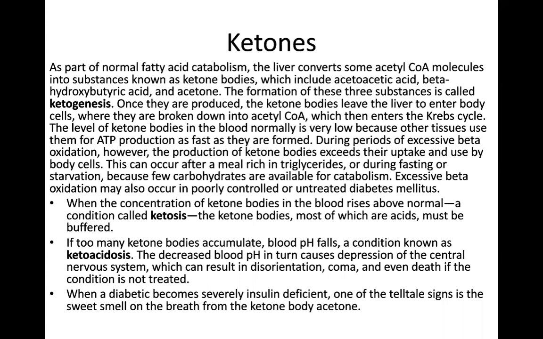Excess beta oxidation may also occur in poorly controlled or untreated diabetes mellitus, diabetes for short. When the concentration of ketone bodies in our blood rises above normal, we call this condition ketosis. And those ketone bodies, most of which are acids, must be buffered. And if not, our pH will drop. We call this condition ketoacidosis. And our decreased blood pH will cause things like depression of our central nervous system, resulting in disorientation, coma, and even death if not treated.